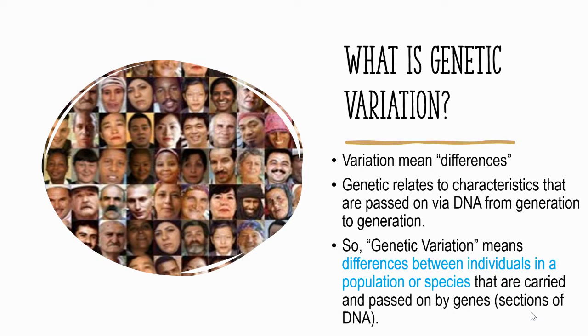So what is genetic variation? Variation, like the word variety, means differences. Genetic relates to characteristics that are passed on via DNA from generation to generation. So genetic variation means differences between individuals in a population or a species that are carried and passed on by genes or sections of DNA, so passed on from parents to offspring.